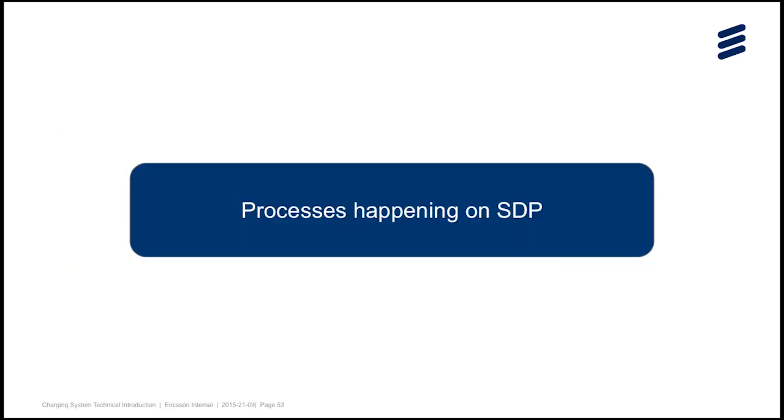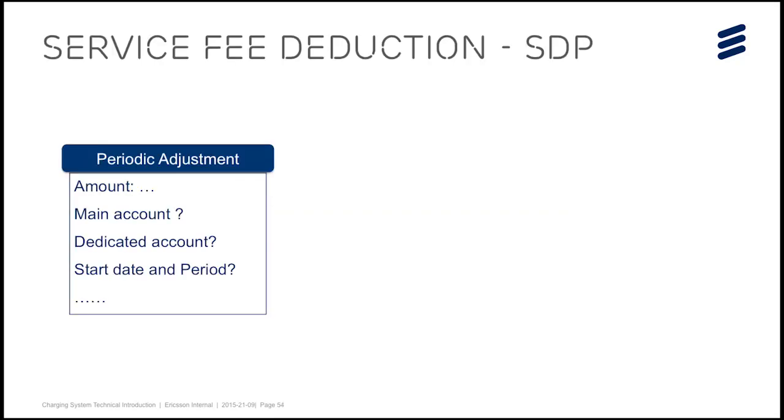Now let's switch our attention to the processes happening on SDP. Service fee deduction is configured and executed through SDP. Service fee deduction is a simple method to implement periodic updates of the main account and dedicated accounts. It has been introduced to enable recurring charges even if the subscriber does not have any usage. Using SMA, you can define a periodic adjustment. It specifies the amount to be deducted, the account, start date, and deduction interval. You can define many periodic adjustments.